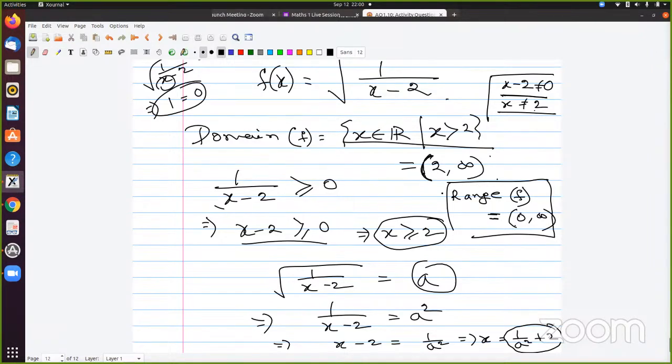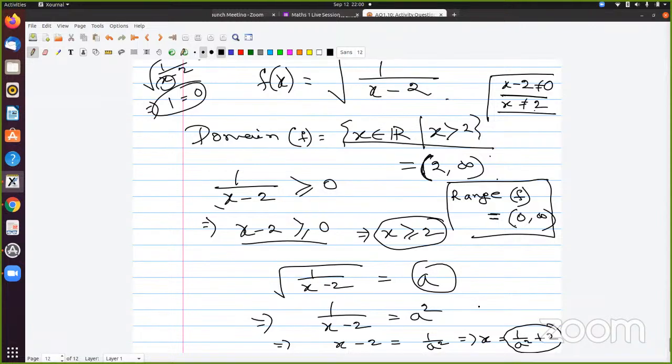No, that is not true. I can give you any input. The input is from 2 to infinity, right? Any real number between 2 and infinity. And my question is, can I get every positive number as my output? The answer is yes, I can get it.